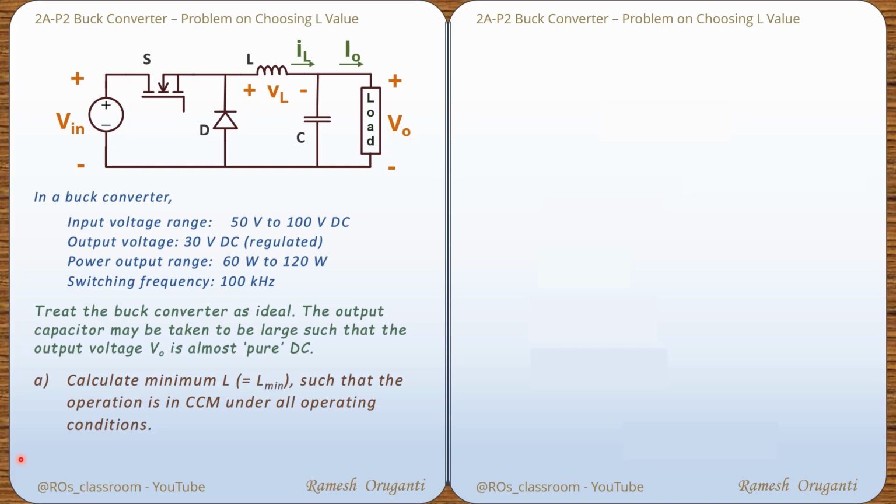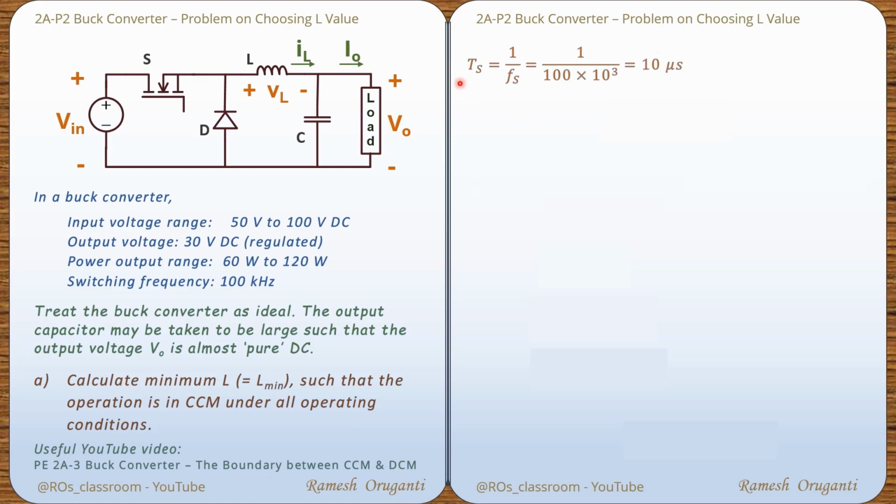So here we are trying to choose an inductor in such a way that the operation is in continuous conduction mode under all conditions. There is a video in this series, PE2A3, which deals with the boundary operation between CCM and DCM, which essentially determines whether the operation is in CCM or in DCM. In case you have difficulty in following this problem, you may wish to go through that video. The switching period is 10 microseconds, 1 over 100 kilohertz.